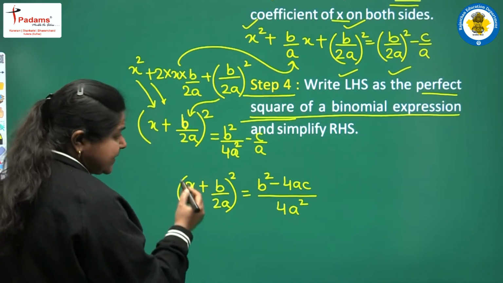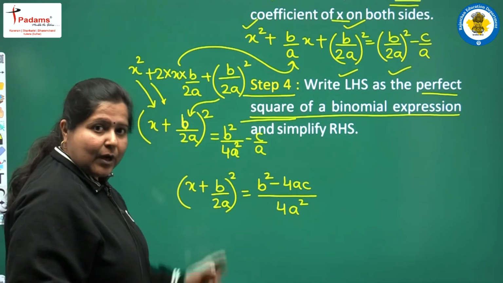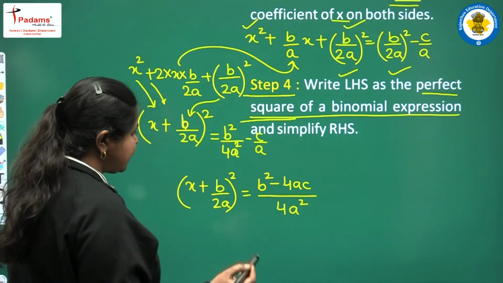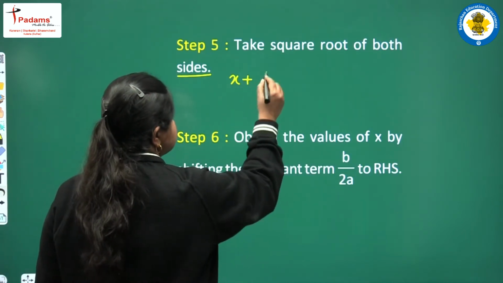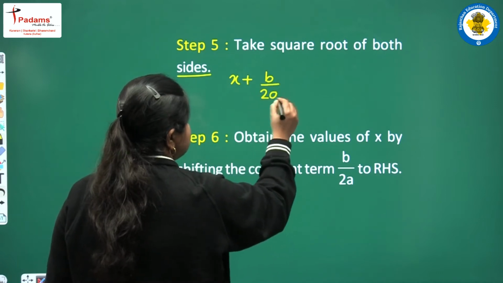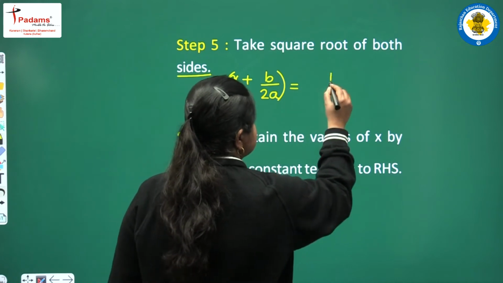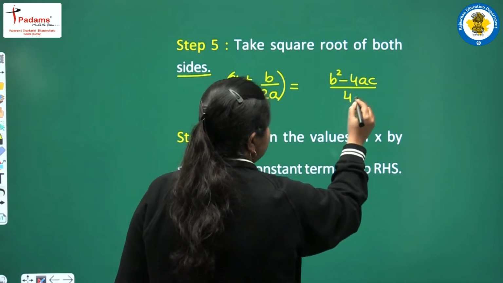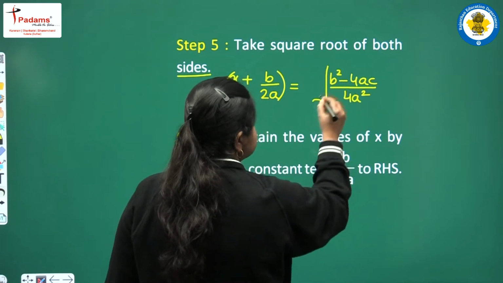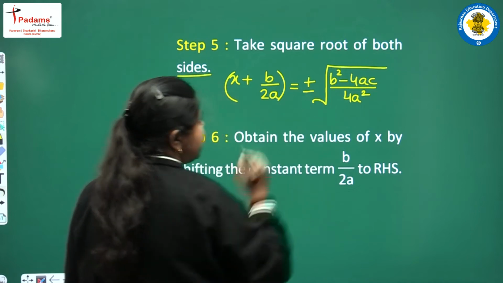We will be finding the square root to remove this square on this expression. तो हम दोनों साइड का square root लेंगे और तब हमें क्या मिलेगा? Let us see. In the LHS we will have x plus b upon 2a. This will be left after taking the square root and in the RHS we will have b square minus 4ac upon 4a square and its square root. But here we will be taking both the values positive and negative.